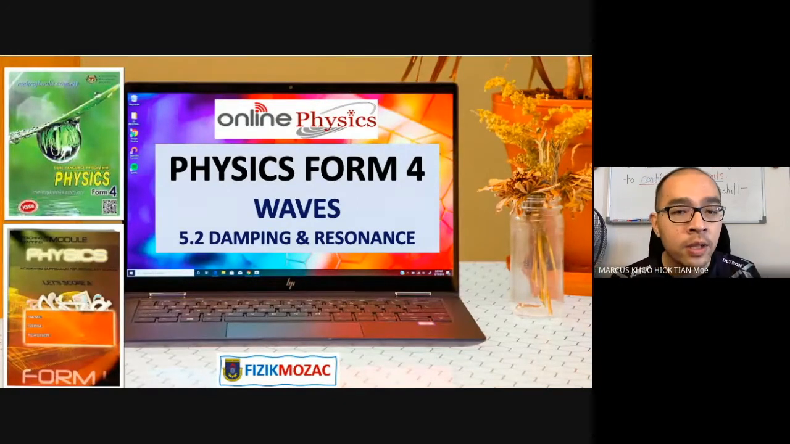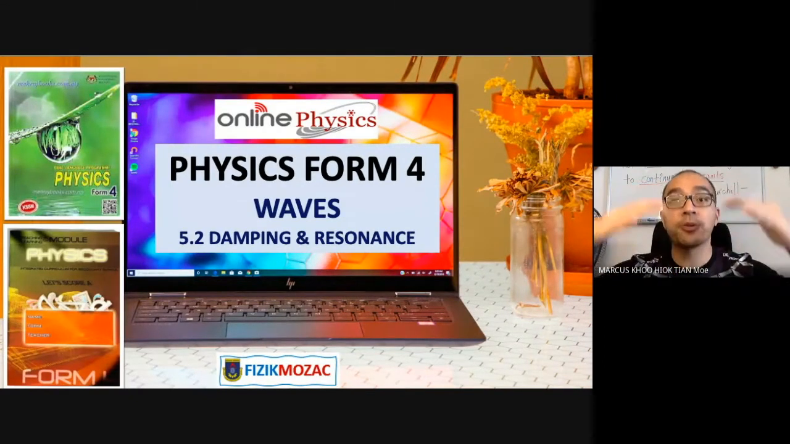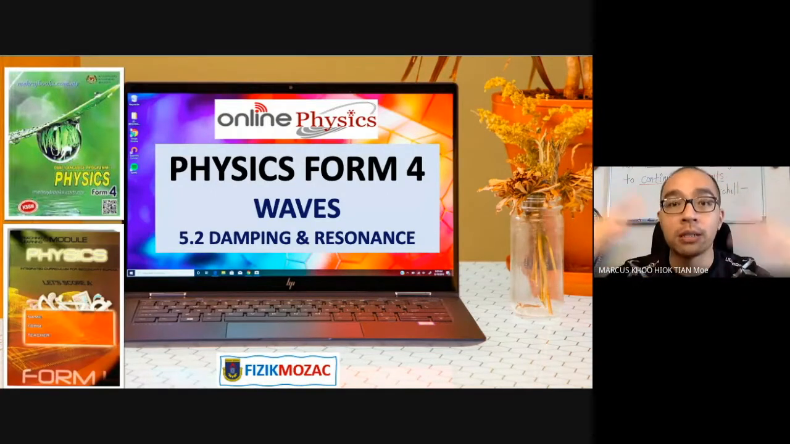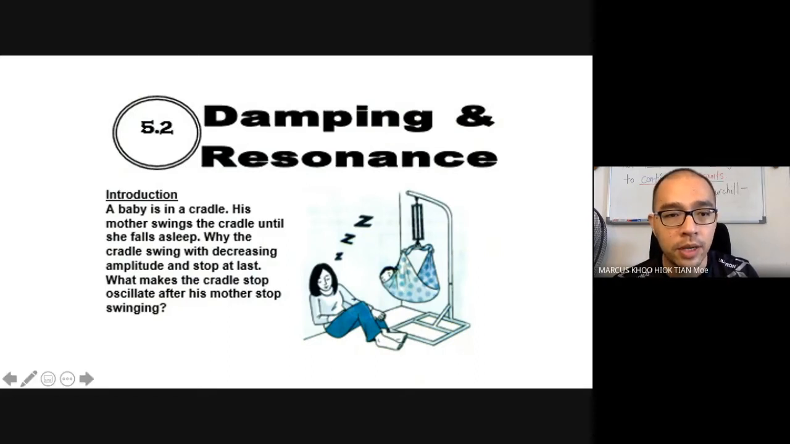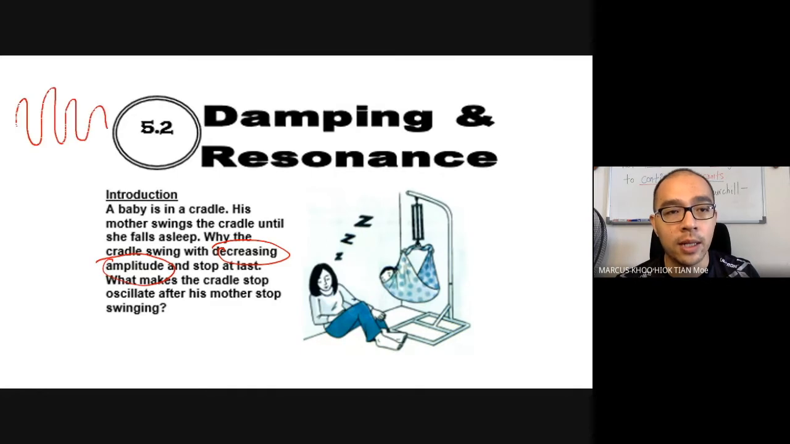After a while, when you start oscillating something, if you don't push it, it will come to a stop. Just like if you have a baby in the rocking spring, if you don't keep pushing the spring, after a while it's going to stop. What is happening is the amplitude will decrease. If it is swinging like this, then after a while you find that the amplitude decreases.